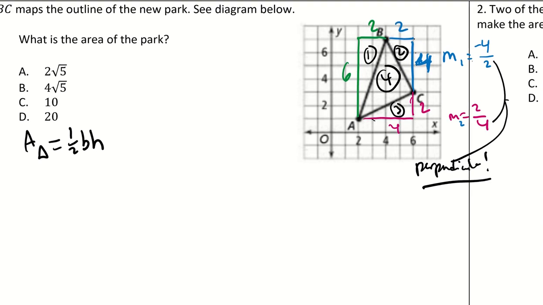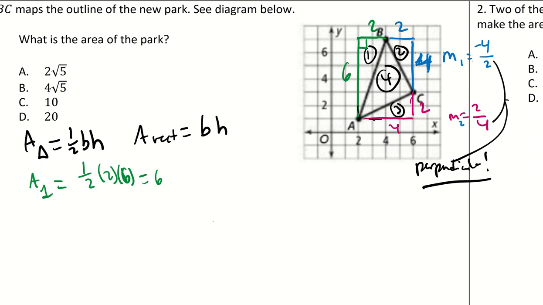Okay, so the area for triangle 1, first off, we need to remember that the area of a rectangle is base times height, because we have this big rectangle. So the area of triangle 1 is 1/2 base times height. Well, we already know this is a right angle, so the base is 2 and the height is 6. So 1/2 of 2 is 1, 1 times 6 is 6. So the area of the green triangle is 6.